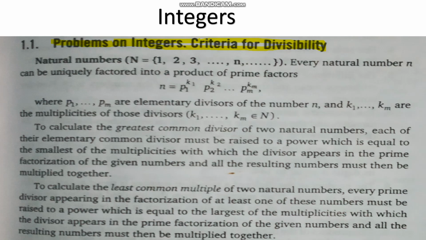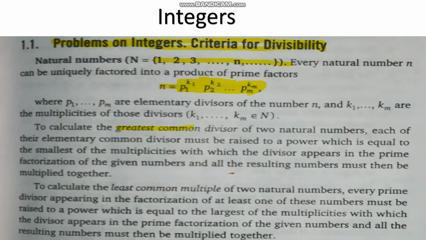What are natural numbers? Basic definition: starting from 1 up to infinity. Every natural number can be uniquely factored. This is the fundamental theorem of arithmetic. Every number can be written as a product of prime numbers to some power. These are the elementary numbers, or prime numbers, and the k are the powers here.